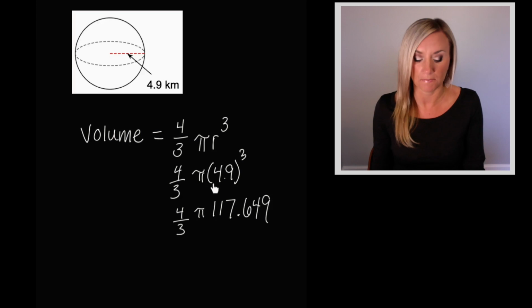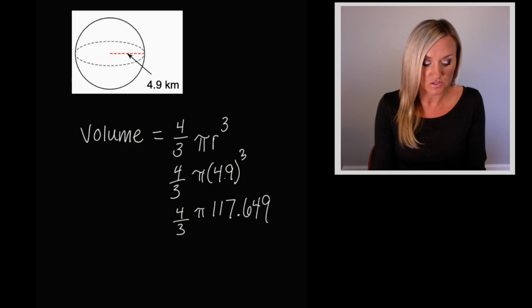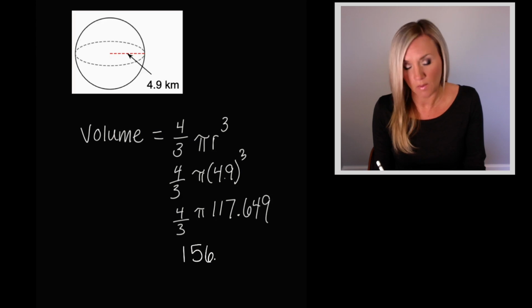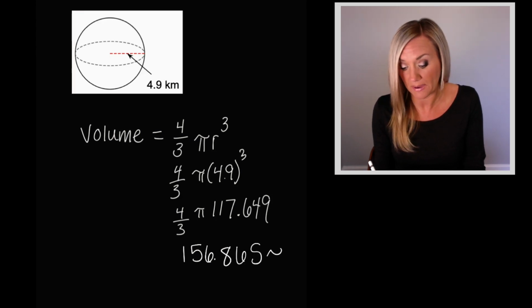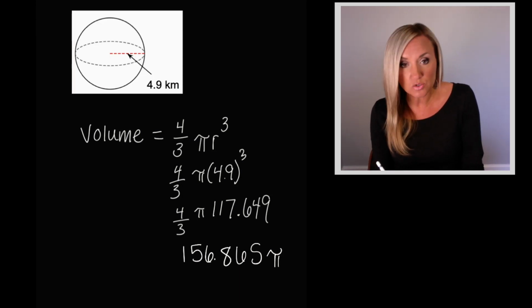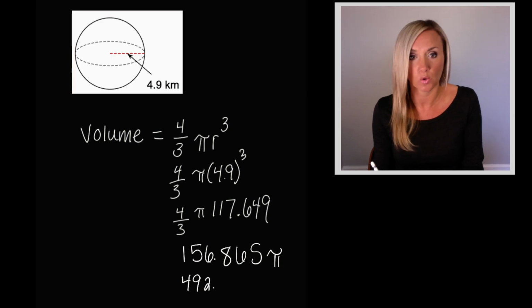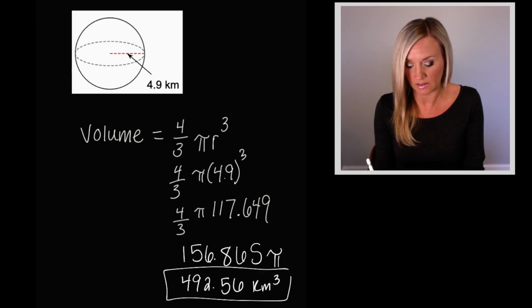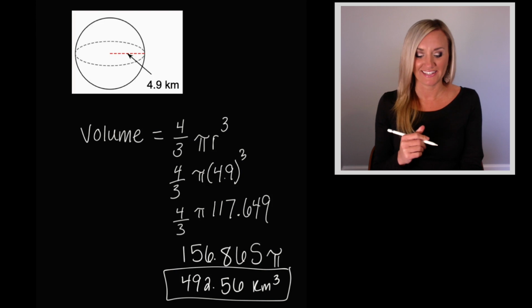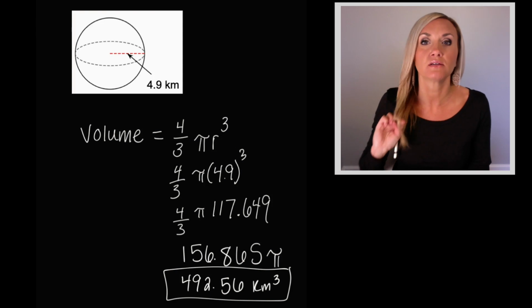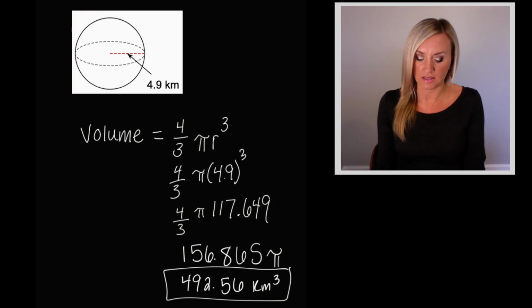Then from there, hit multiply by 4, enter, and then divide by 3, hit enter. And then I have 156.865 pi. And then the last step is to multiply it by 3.14, and when we do so, we have 492.56, and this is kilometers cubed because we are in volume land. All right, so if you did pause this one on your own, I hope you did good. If you have any questions, definitely please email me and let me know.